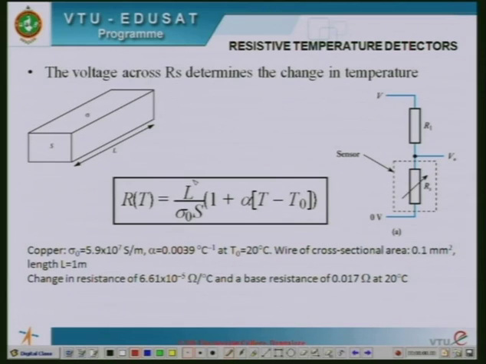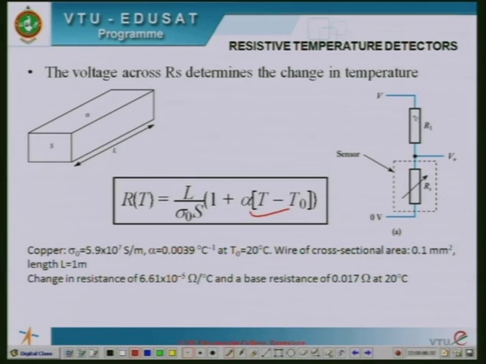So let us continue with our discussion. We are talking about resistive temperature detectors. What I was mentioning here is, we have taken a copper wire which is of length 1 meter, and the area of cross section is 0.1 mm square. So we have taken that conductor, which has a resistance given by the expression you see here, and we have included it into a circuit.